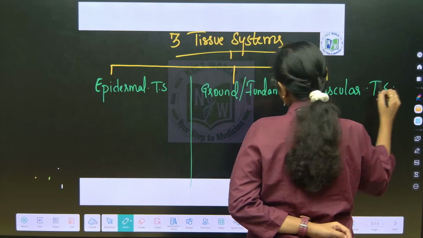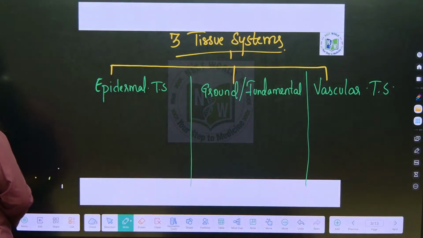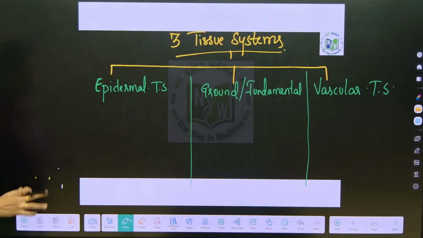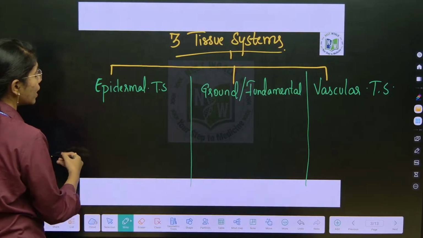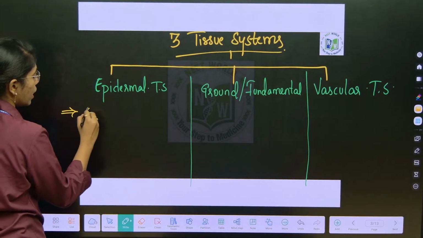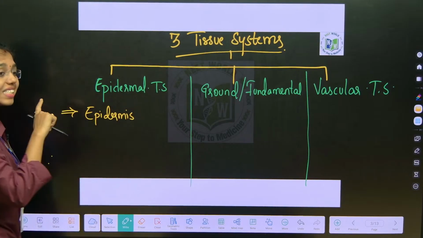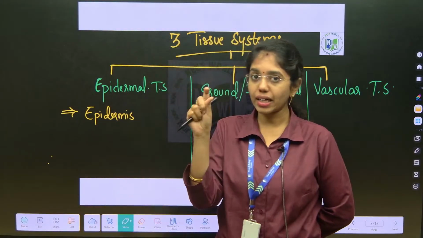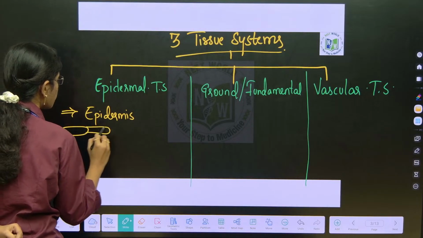Today we will learn all the 3 tissue systems along with the comparative analysis between dicot and monocot root, dicot and monocot stem, and dicot and monocot leaf. First, the epidermal tissue system. The epidermal tissue system includes only epidermis, which is a single layered parenchymatous layer, made up of parenchymatous cells which are elongated with less intercellular spaces in between.